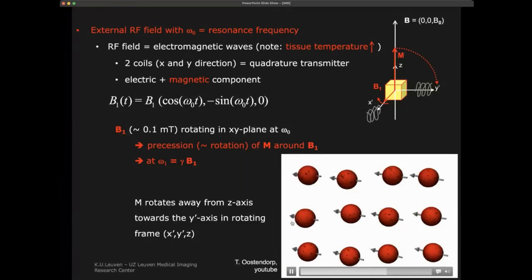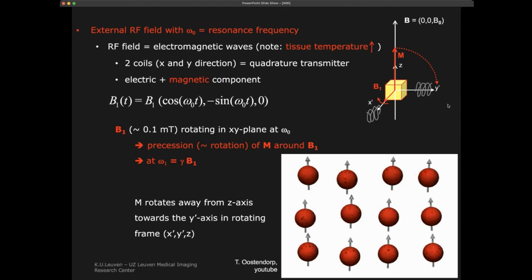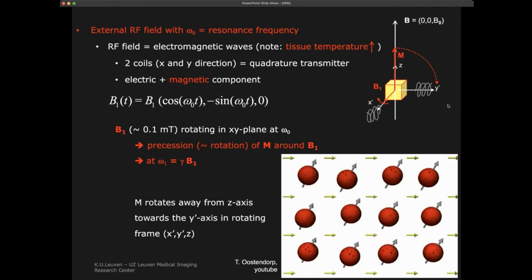Which is predominantly now, if this would be the Z-axis, and this would be the XY-axis in 3D, so what happens is, from pointing in the Z direction first, what we do is we flip this little magnet, so we flip the magnetization into the XY plane. So that's the first thing that we do.